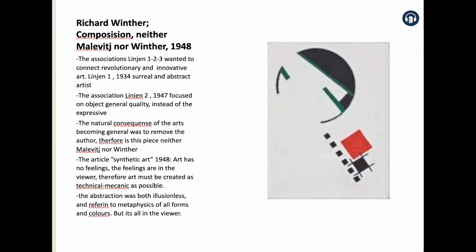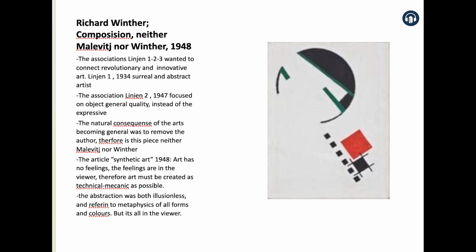And here we're going to some Danish artists. Richard Winter made a composition, Malevich, Winter from 1948. The association Linien 1, 2, 3 wanted to connect revolutionary and innovative art. Linien 1, 1934, was surreal and abstract artists. The association Linien 2, 1947, focused on general quality instead of the expressive, and the natural consequence of art becoming general was to remove the author. Therefore this piece is neither a Malevich nor a Winter.